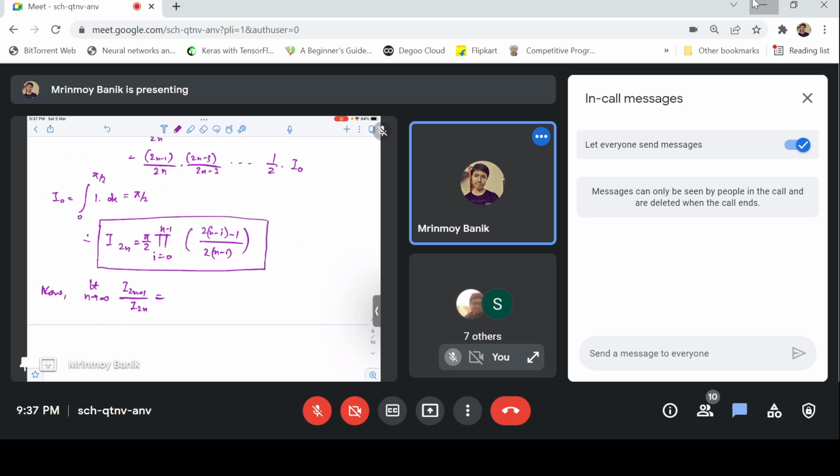How many terms? So there are n terms, right? n terms in the numerator and n terms in the denominator. We also have a whole squared.